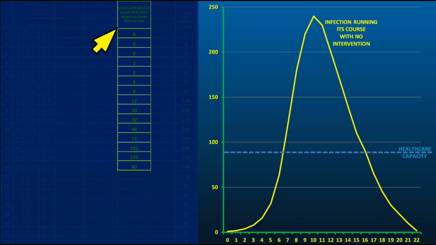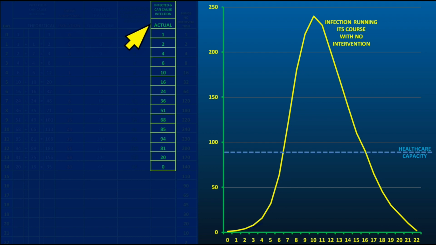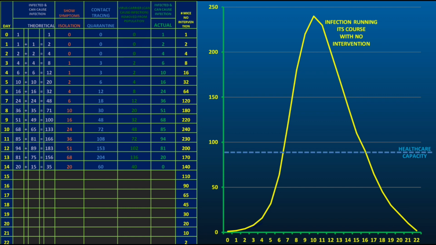Next column is the total number of infected mice, or virus spreaders, that will be removed from the general population of mice due to a combination of isolation and quarantine. This last column is the actual number of infected mice each day, once some of the infected mice are kept away from the general mice population due to isolation plus quarantine. Let's now run the containment experiment.